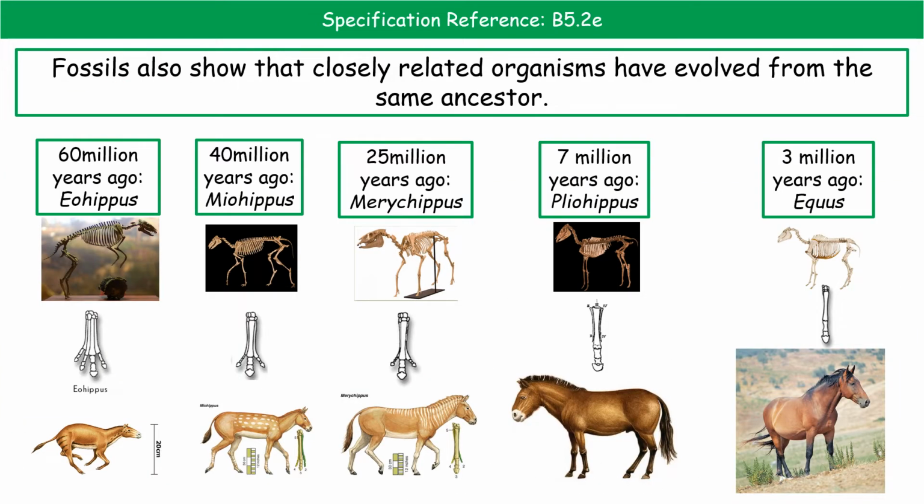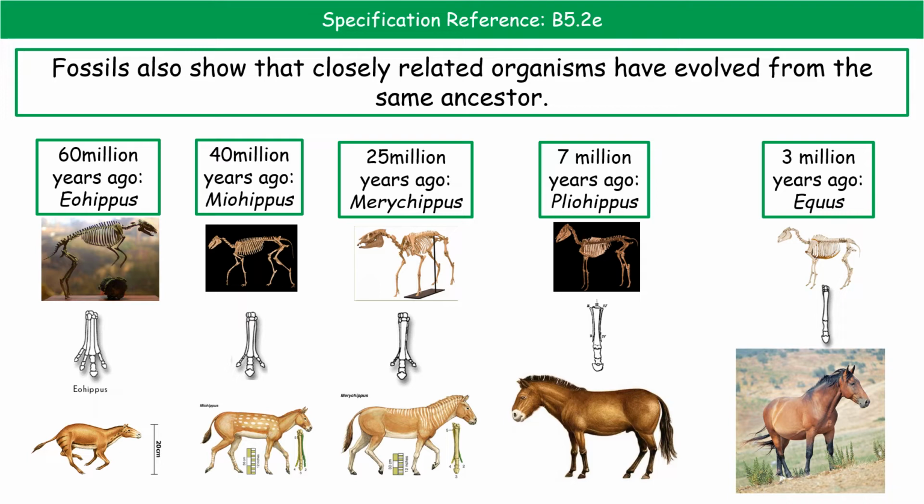One of the best examples of the fossil record that we've got is that of the horse. Now, you don't have to remember all these different horses and the years that they were around or anything like this. It's just to show you how this builds up a picture of this whole idea of natural selection leading to evolution.